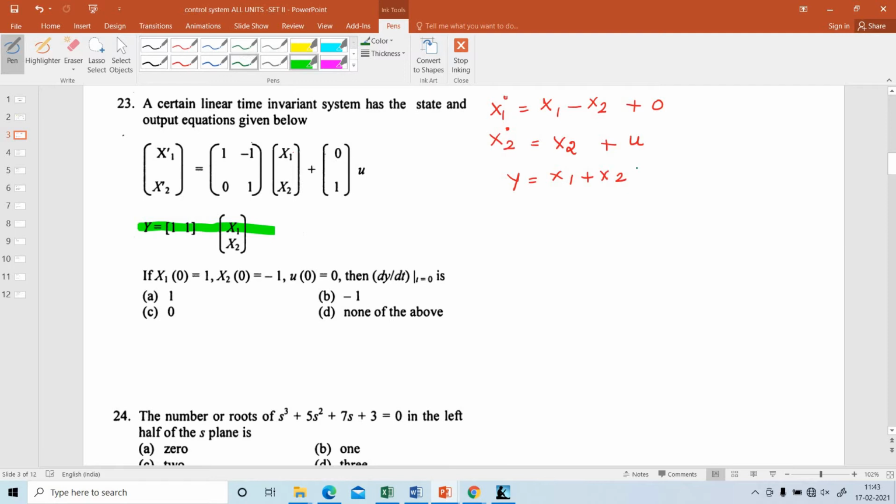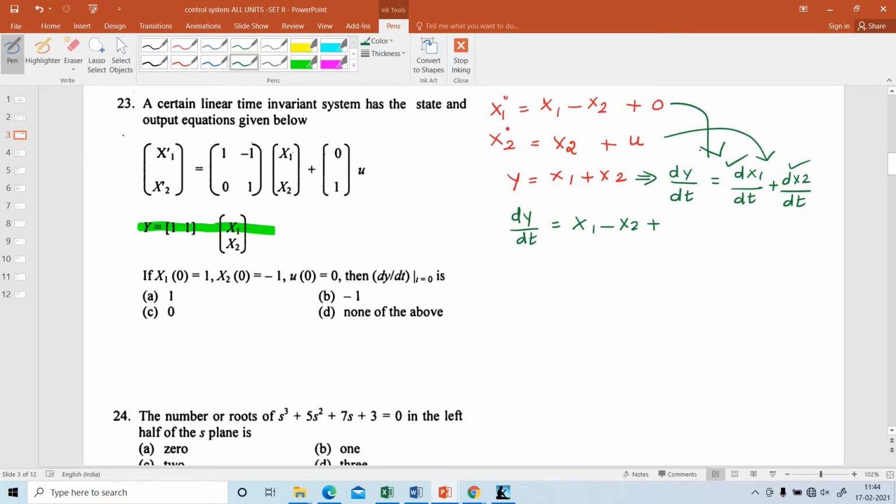From this equation for y, I am going to find out dy by dt. What is dy by dt? That is dx1 by dt plus dx2 by dt. Already we know the values for dx1 by dt and dx2 by dt. Now I have to substitute. dy by dt equal to, what is dx1 by dt or x1 dot? That is x1 minus x2 plus 0. And what is dx2 by dt or x2 dot? x2 plus u. So the answer is x1 plus u. That is dy by dt.